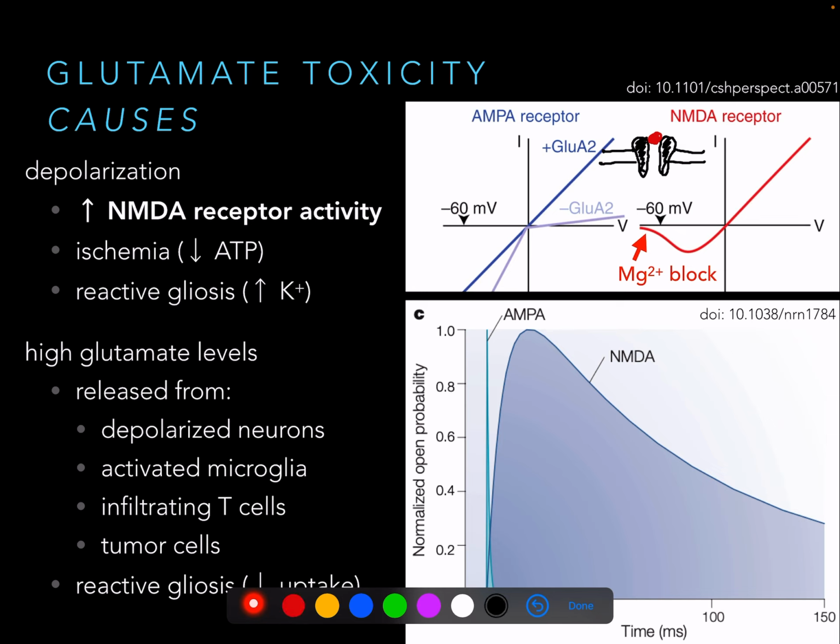If we start to depolarize the neuron, that is, we bring in some positive charge, like repels like, and we push that magnesium ion out of the way, opening up the NMDA receptor and allowing ions to flow through.